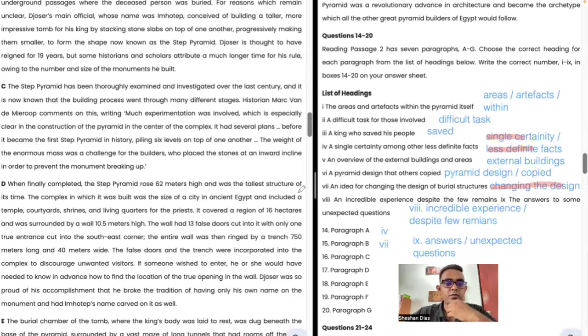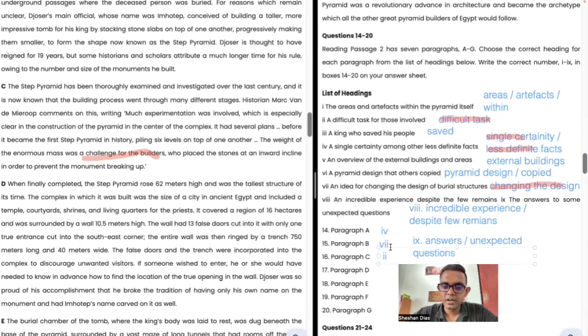The weight of the enormous mass was a challenge for the builders who placed it. Challenge as in difficult task. Look at that, difficult task. And here we are, difficult task. So we don't even have to read the rest. Let's go ahead with the answer. That's answer number 2. All right.